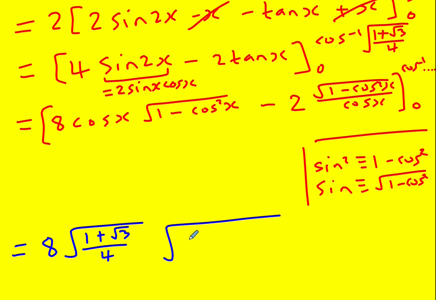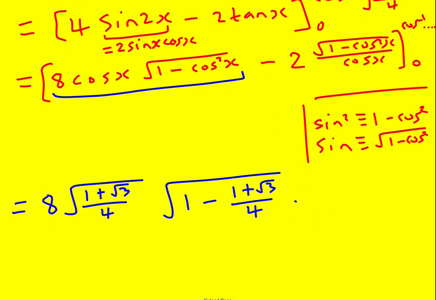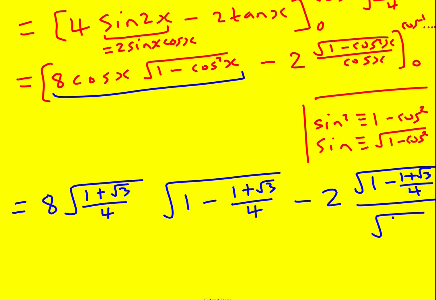And then inside this square root, I'm going to get 1 minus cos squared x. So it's going to be this, because I'm going to be squaring the square root of 1 plus root 3 over 4. So I've dealt with that part. Now I've just got this other part. I wonder if I can fit it in. It's going to be 2 lots of, and then it's the same thing again, square root of 1 minus 1 plus root 3 over 4 all over the square root of 1 plus root 3 over 4.